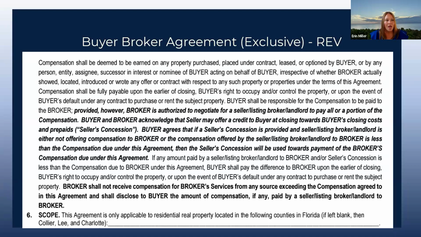All right, paragraph 5. Compensation shall be deemed earned on any property that is purchased or placed under contract or leased by buyer or anyone on behalf of buyer, irrespective of whether buyer's broker actually showed, located, introduced, or wrote any offer of contract with respect to any property under the terms of this agreement.